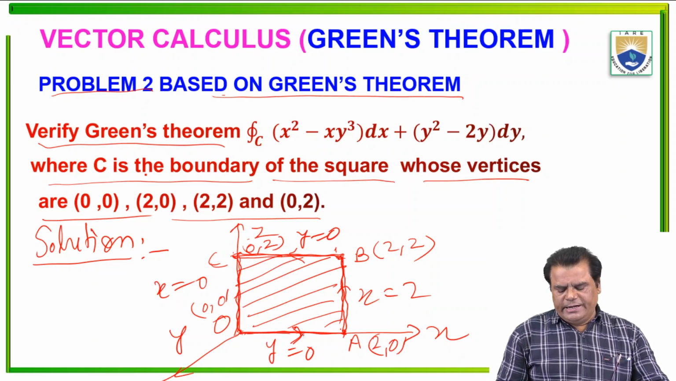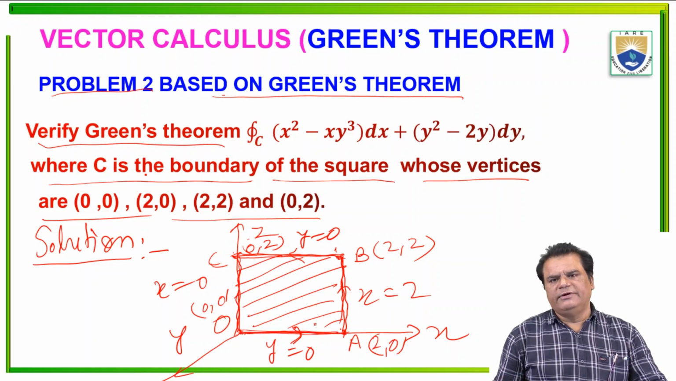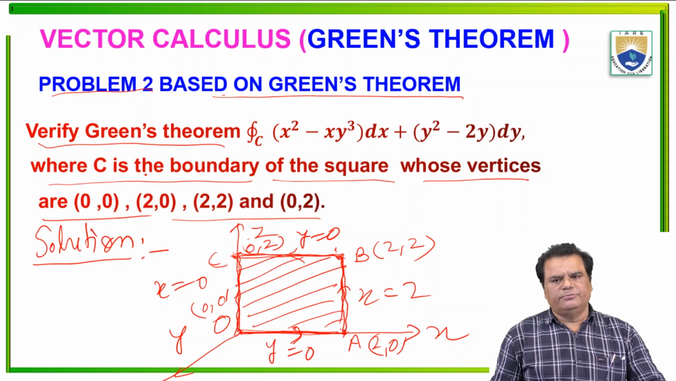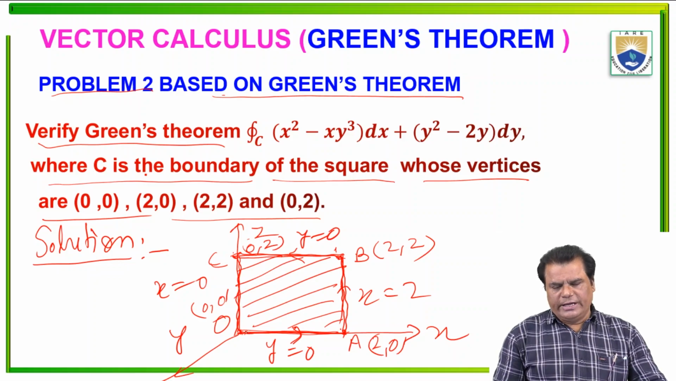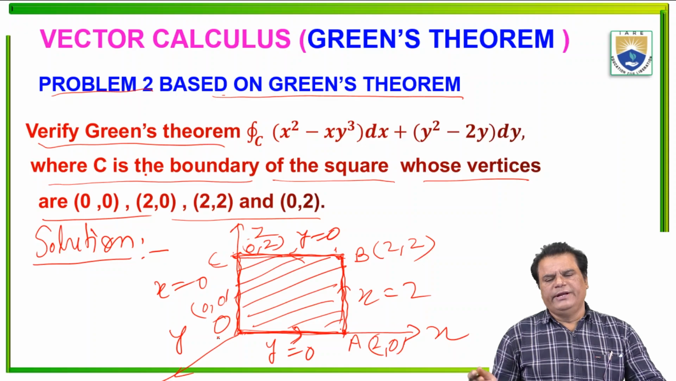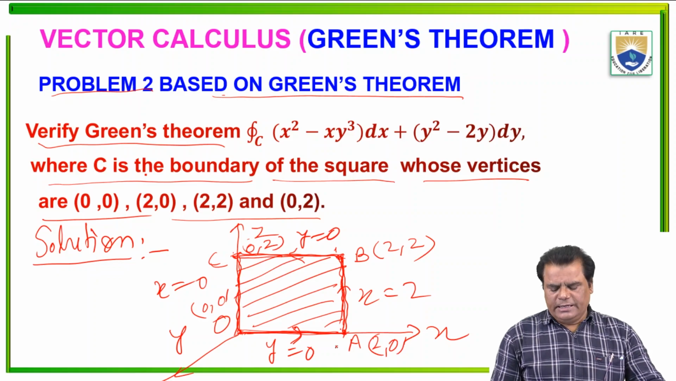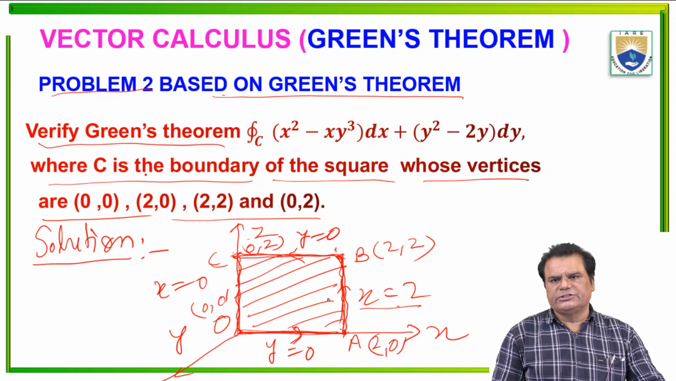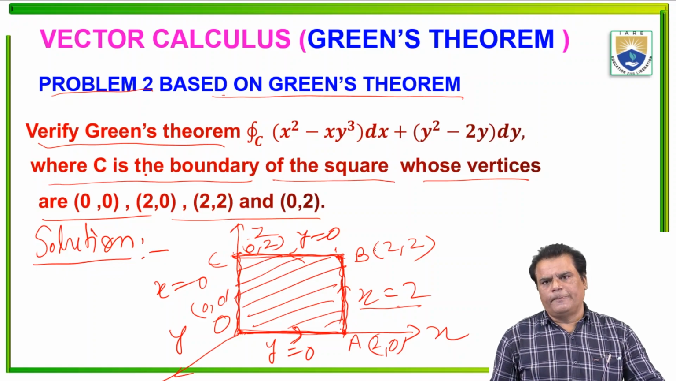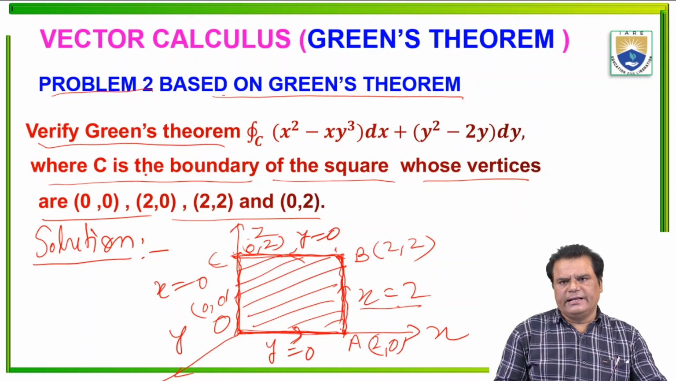First of all we find the integral along OA. Along OA, y is always 0, so dy is 0. Integral along OA means along the x-axis, so x varies from 0 to 2. Next is along AB. AB is the line x equal to 2, which means dx equal to 0. Here y varies, x is constant, so y varies from 0 to 2. So we find the second integral along AB.